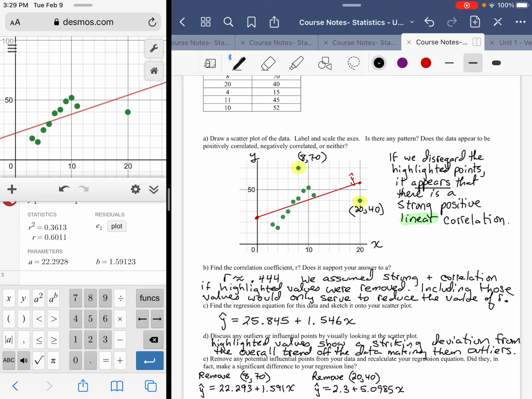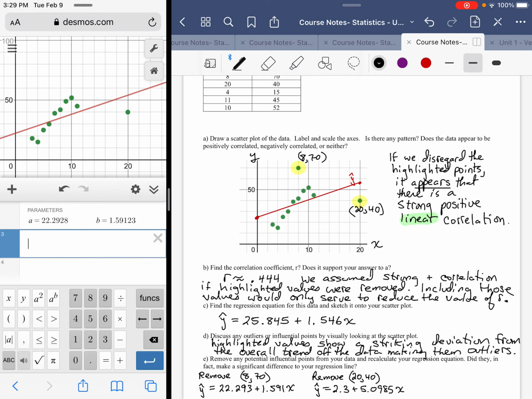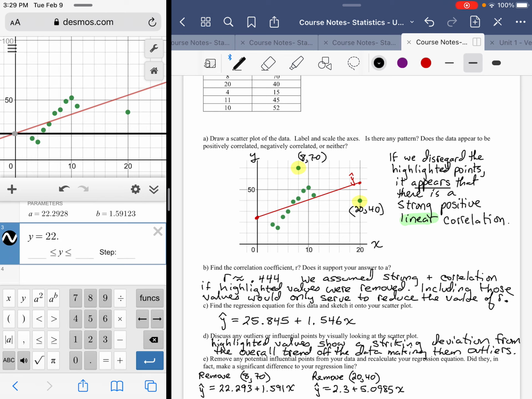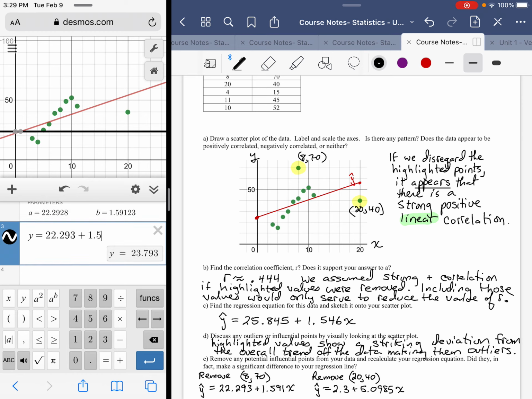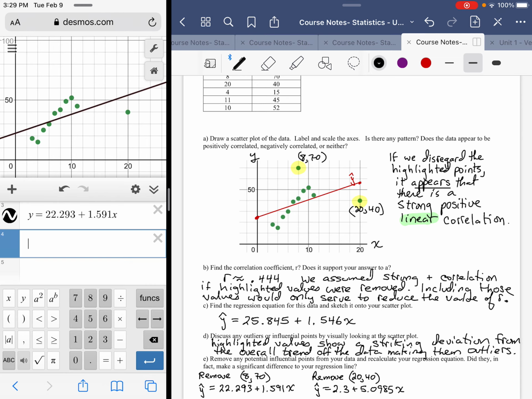Did they in fact make a significant difference to your regression line? Well, if we really want to look at it carefully and analytically, I can plot them all in one shot. I'll put in y equals 22.293 plus 1.591x. Whoa. Oh, okay, I confused myself there for a second. I was like, that's exactly the same as the regression line. Well, it should be, because that's where I got those numbers from.